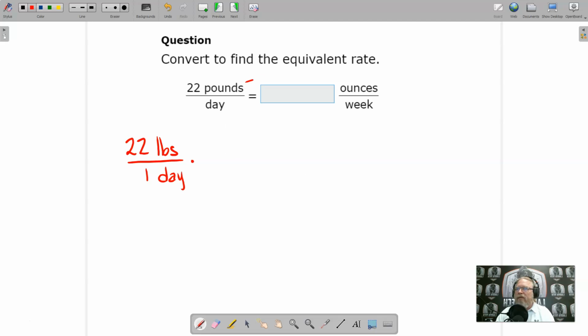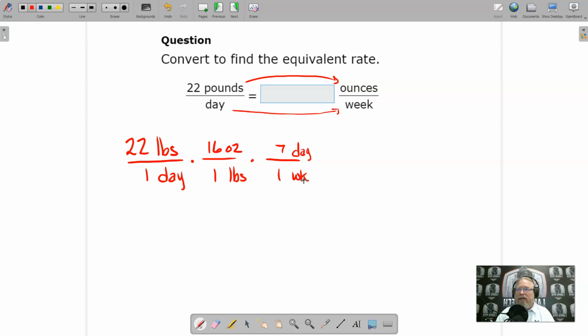So now I'm going from pounds to ounces. Oh, and I'm also going days to weeks. So let's use a conversion factor first to get from pounds to ounces. So pounds is in the numerator. I want it in the denominator. LBS, and I want to get to ounces. In 1 pound, there are 16 ounces. Now let's deal with converting from days to weeks. So day is in the denominator, so I want it in the numerator, day, and we're going to go to weeks. In 1 week, there are 7 days.